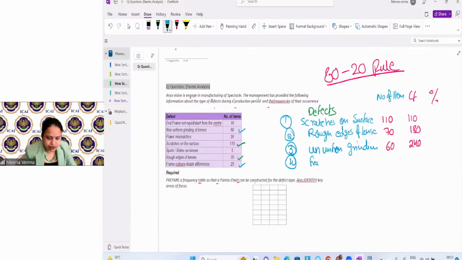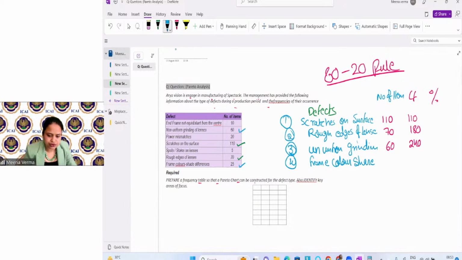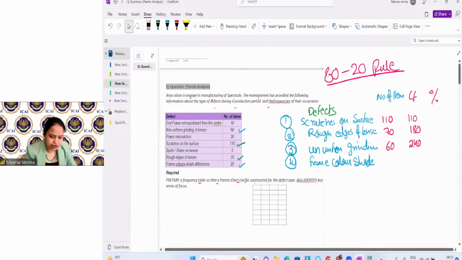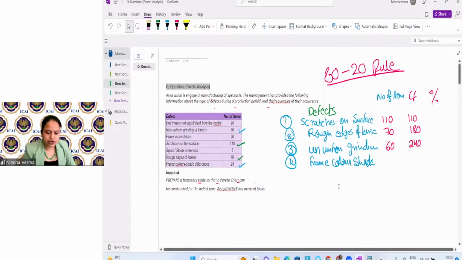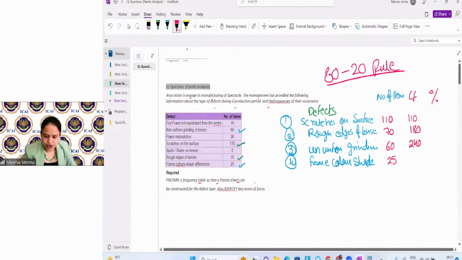Then the next highest value after this is frame color shade difference. Okay, so frame color shade difference is what? The value is 25. So this will be 265.